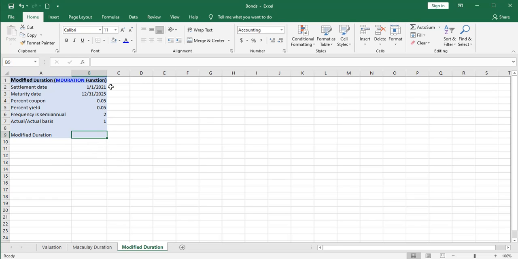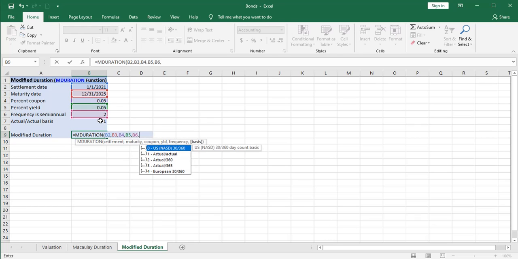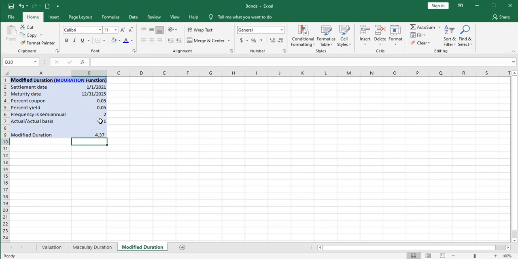The arguments are identical to duration with the MDURATION function. Let's enter it in. So MDURATION or modified duration for this bond is 4.37 years. That's a little less than the Macaulay duration, which was 4.48 years, and that is always going to be the case. Modified duration will be a little less than Macaulay duration.